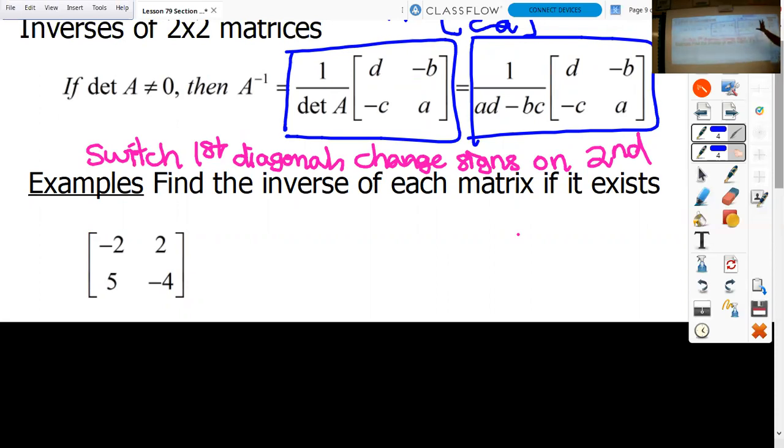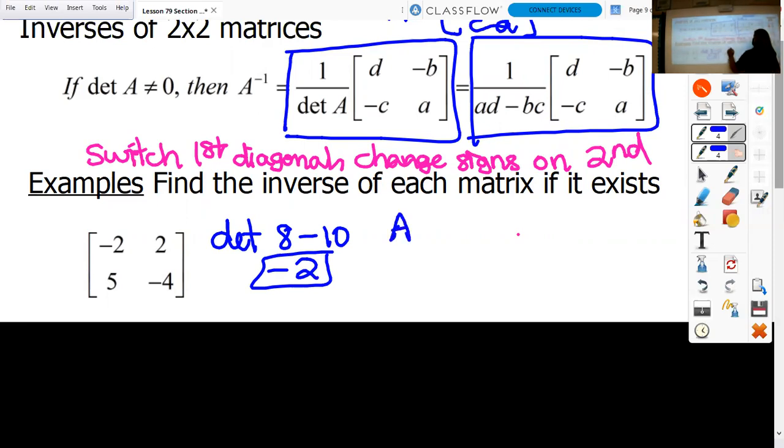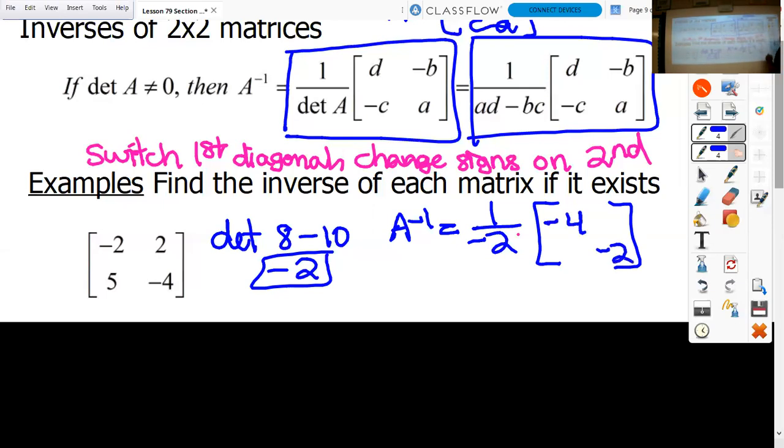All right, you do you. If you like to set it up like the formula, that's fine. I like to find the determinant first. So I'm going to do the determinant. So -2 times -4 is 8, minus 10 is -2. All right, there's my determinant. So to get the inverse, A inverse is going to be 1 over -2, multiplied by, so here's where I'm going to switch the first diagonal. So this is going to become -4 here, -2 here. And change the signs on the second. So this is going to be -2 and -5.